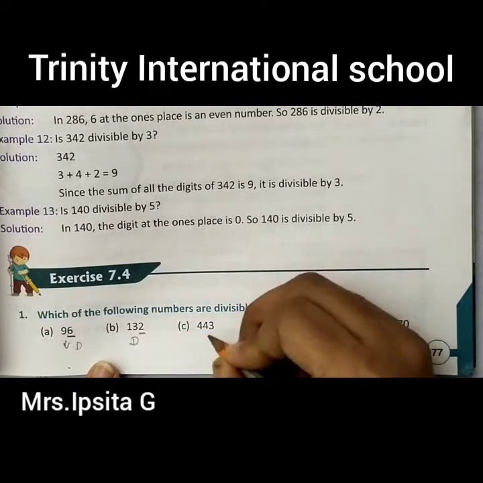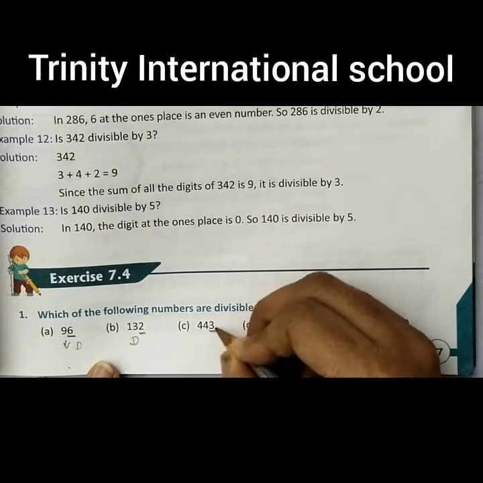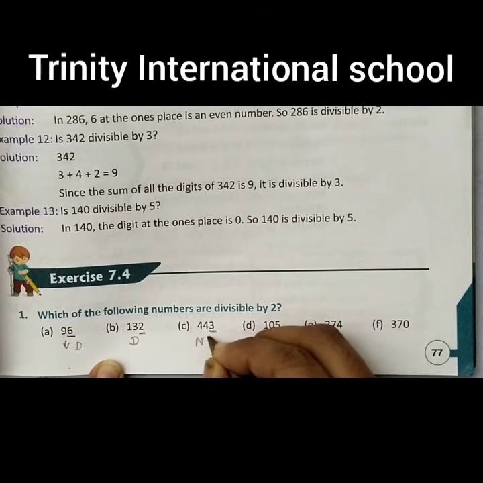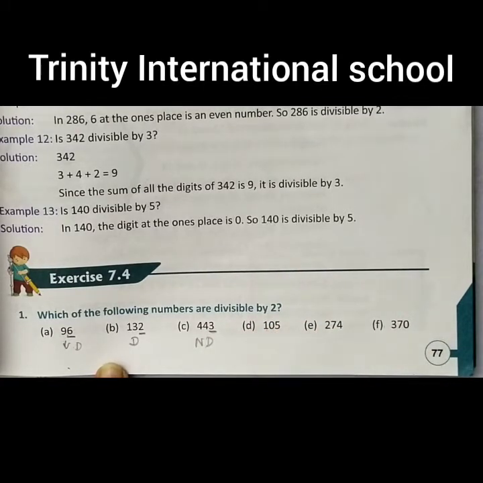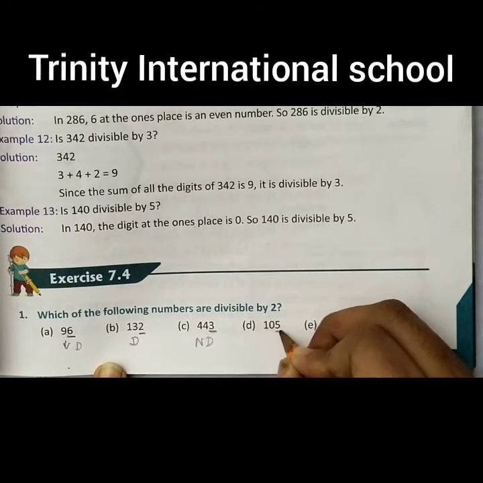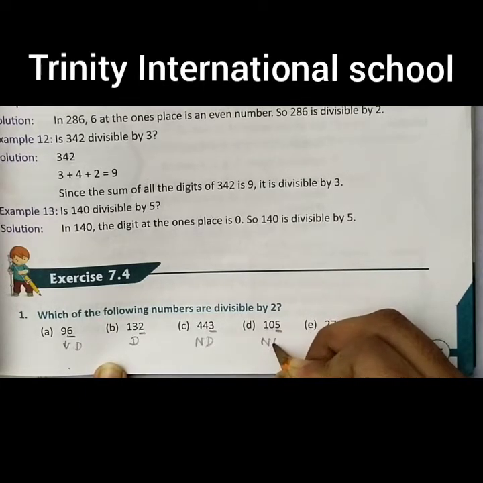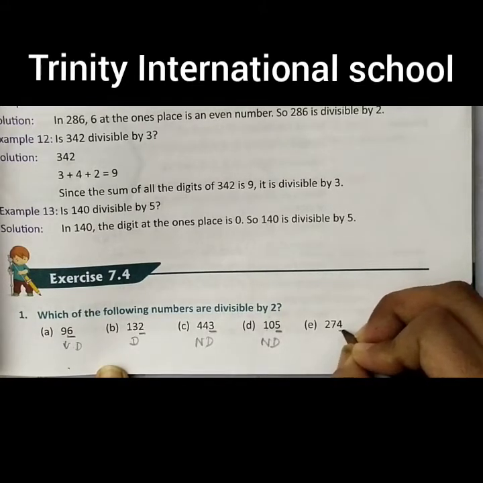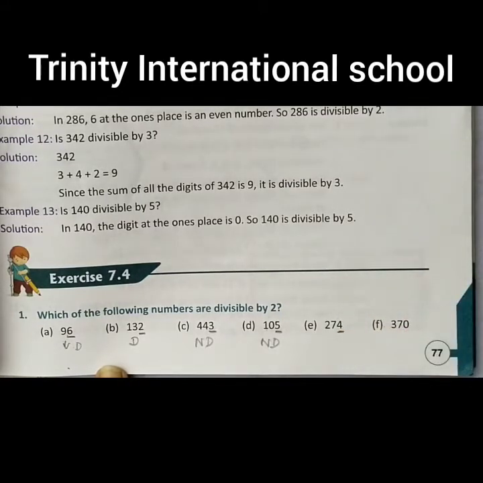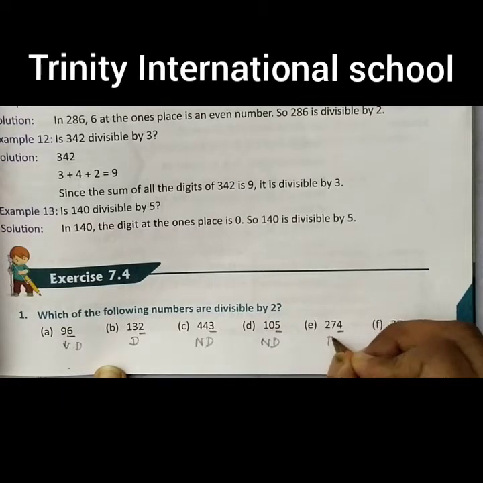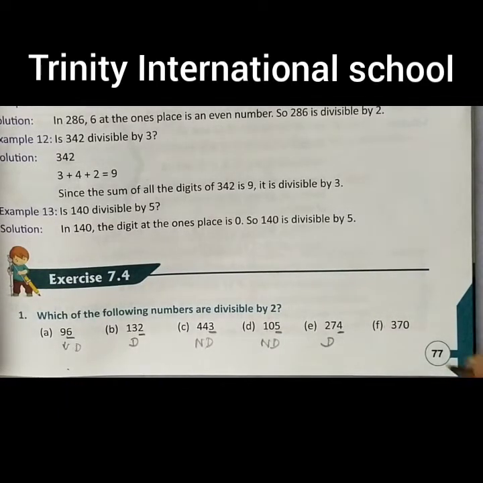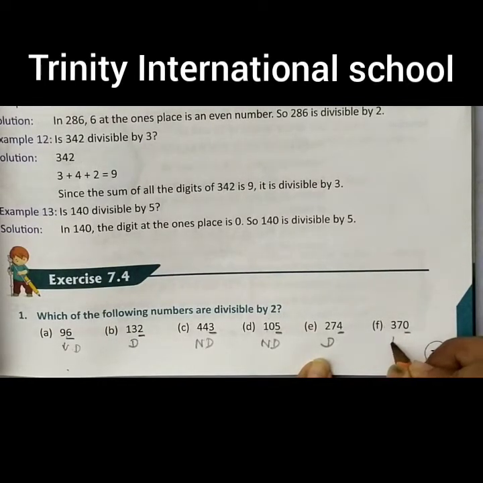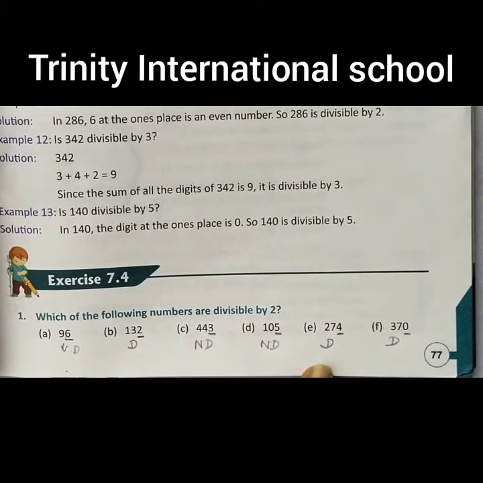Okay, now here you can see it is an odd number. So this number is not divisible by 2. Here it is 5, so again it is not divisible by 2. Here this is 4, so 4 is an even number, so this number is divisible by 2. Then here 0, again it is divisible by 2.